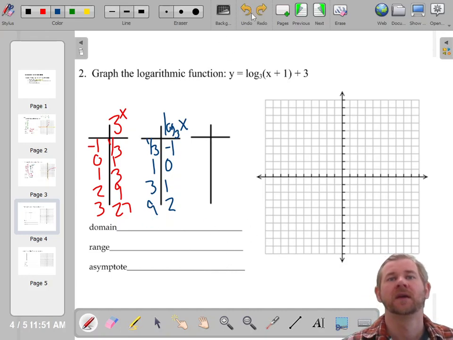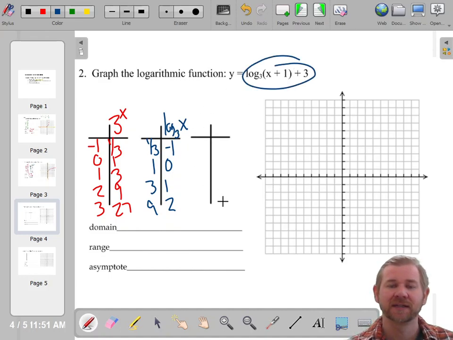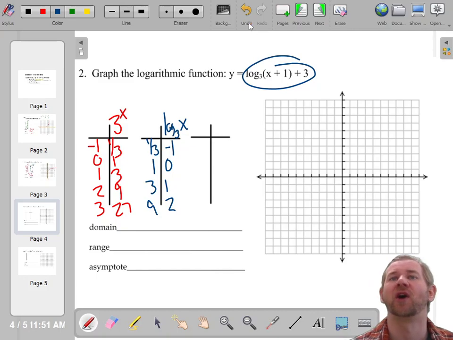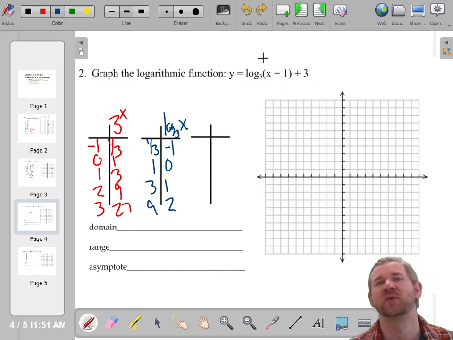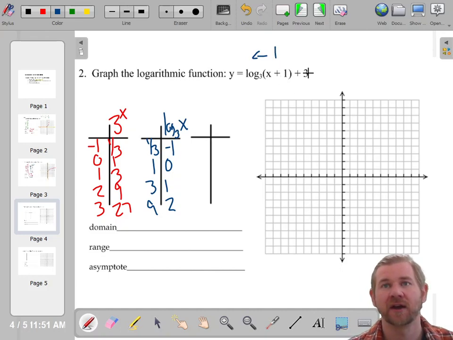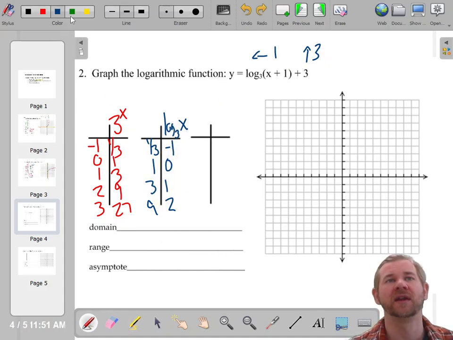Now, that's a base 3 log, but this is a base 3 log that has been translated. And we have to remember that all functions behave the same way. On the inside, if you have an x plus 1, that's going to move it left 1. And on the outside, plus 3 is going to move it up 3. You just have to remember that this is what we're going to be translating.